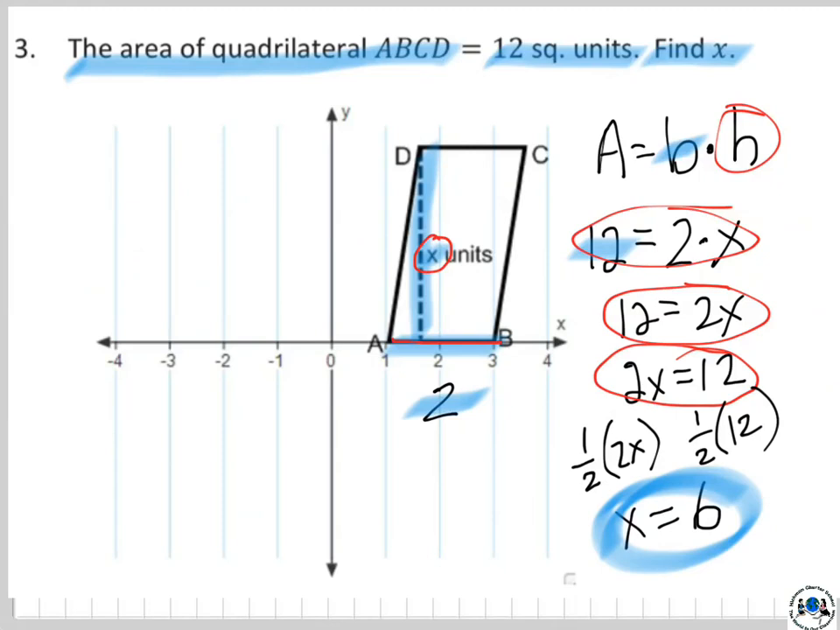Okay, and then if we can plug this in here, and we know that 6 is going to be our height. And then if we go ahead and plug in 6 for the x over there, we know that the area of this parallelogram or quadrilateral is base times height, and then 6 times 2 is indeed 12 square units.